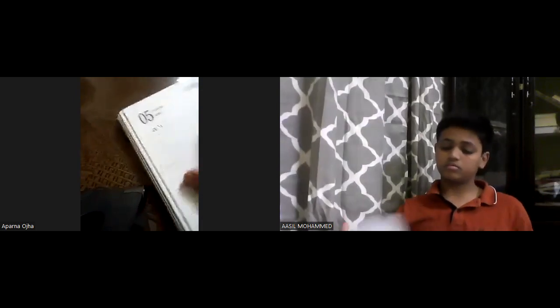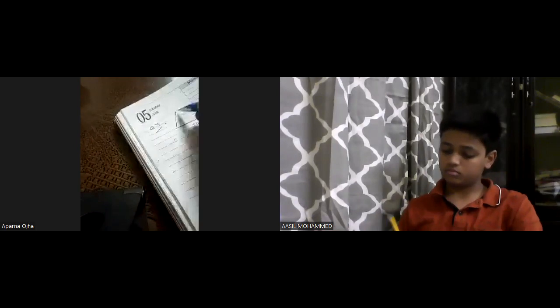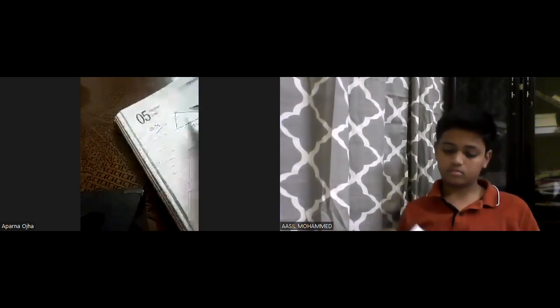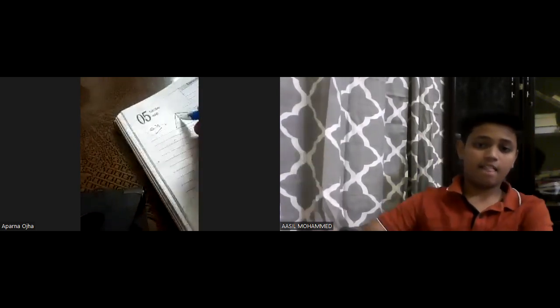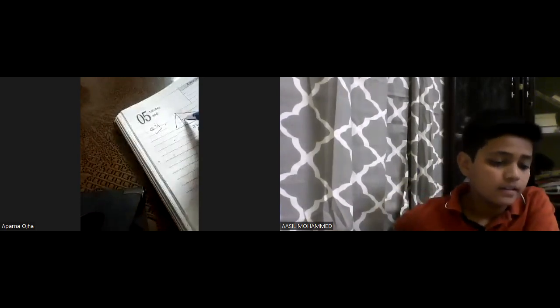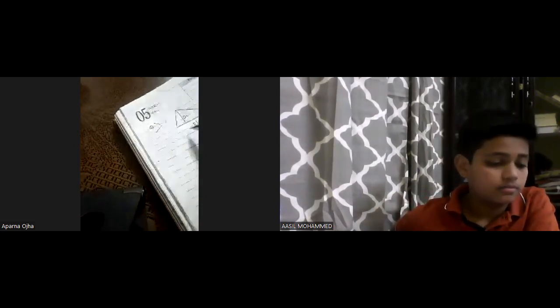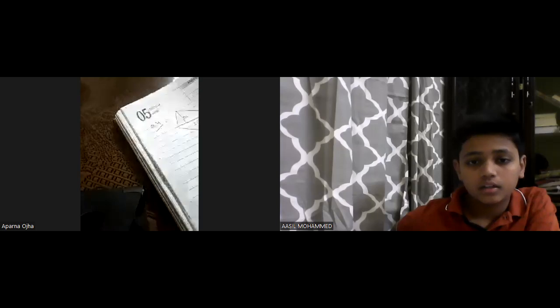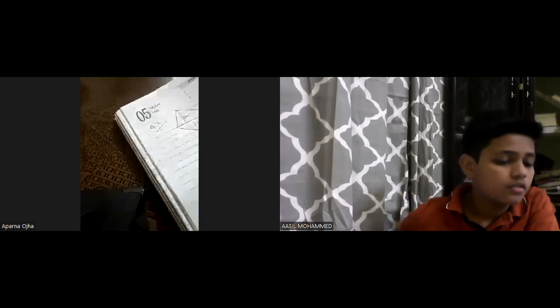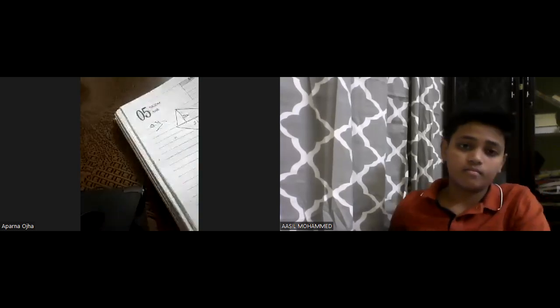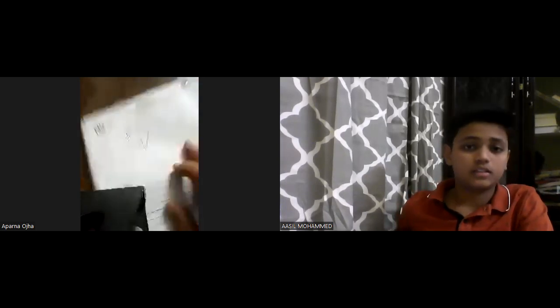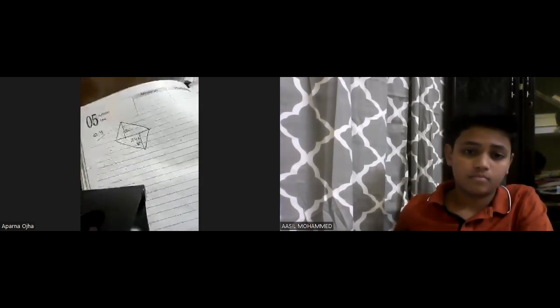This is given 24, forming one triangle here, and the altitude, the perpendicular, is 13 meter. And on this side, one more triangle we are getting, and here also the perpendicular is given, that is 8 meter. This is the figure. You have to find the area of the whole figure.